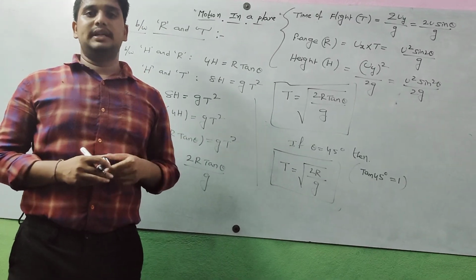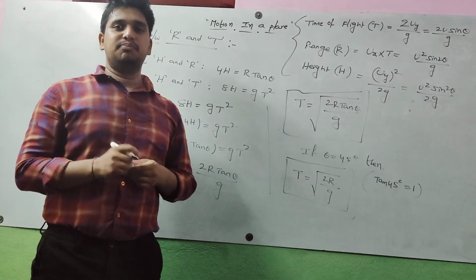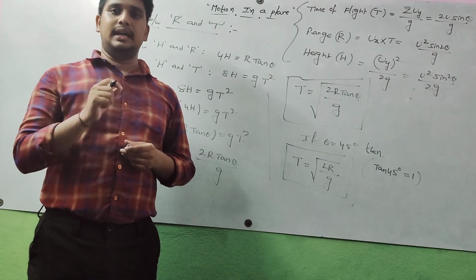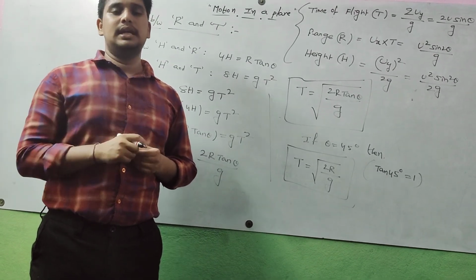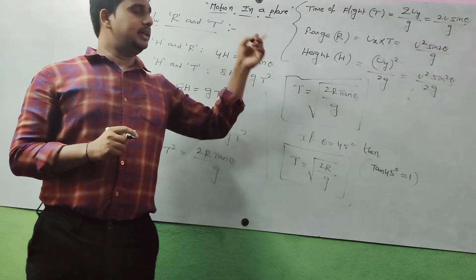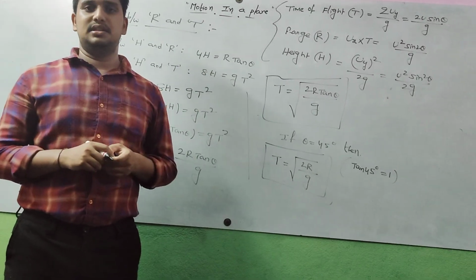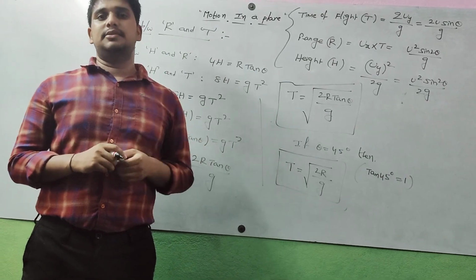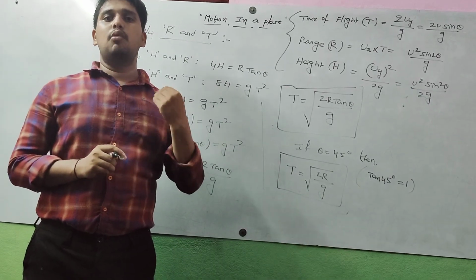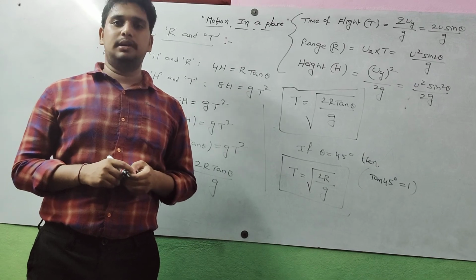So up to now we discussed the relation between H and T, the relation between H and R, and the relation between R and T. I hope you understood this lecture. In the next lecture we are going to discuss some more detailed explanation of oblique projection.